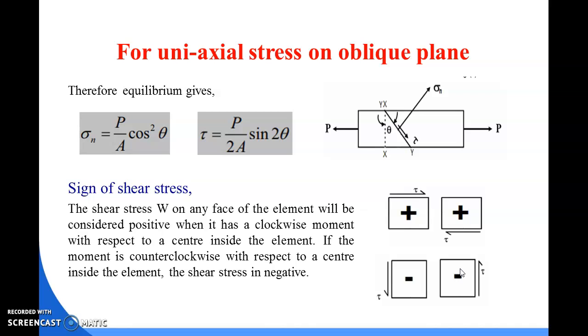Okay, with respect to the center inside of the element, here it gives a clockwise moment, and here it gives a counterclockwise moment. So when the shear stress is counterclockwise, you take it as a negative sign.